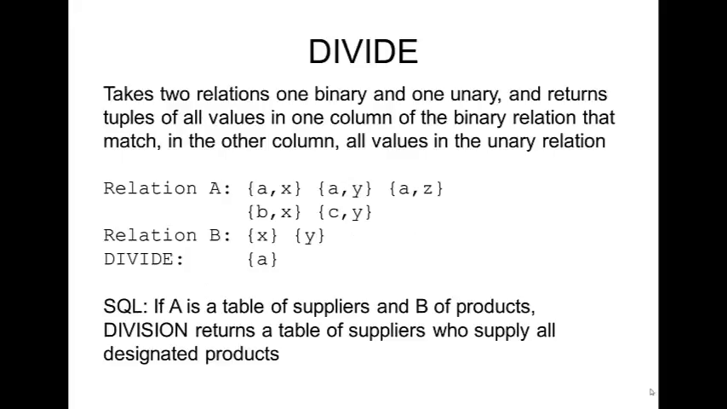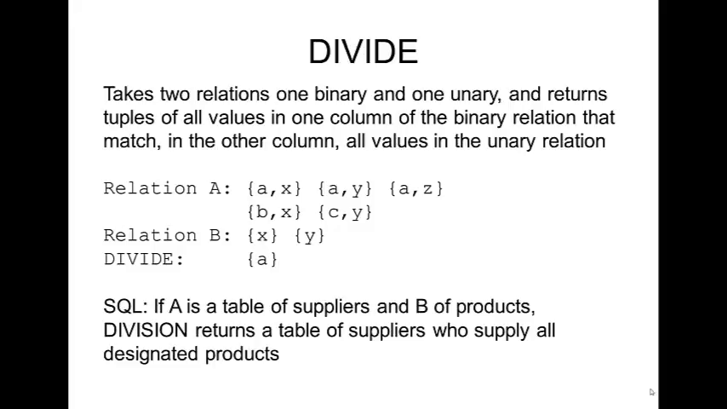Divide. It takes two relations. One binary, meaning it has two columns, and one unary, meaning it only has one value, and returns tuples of all values in one column of the binary relationship that match in the other column all values in the unary relationship. Another mouthful of a definition. So we've got a binary table A. The first row has two columns with values A and X, second row A and Y, third row A and Z, B and X, C and Y. Relation B has one value, only one column, so that's our unary relationship.